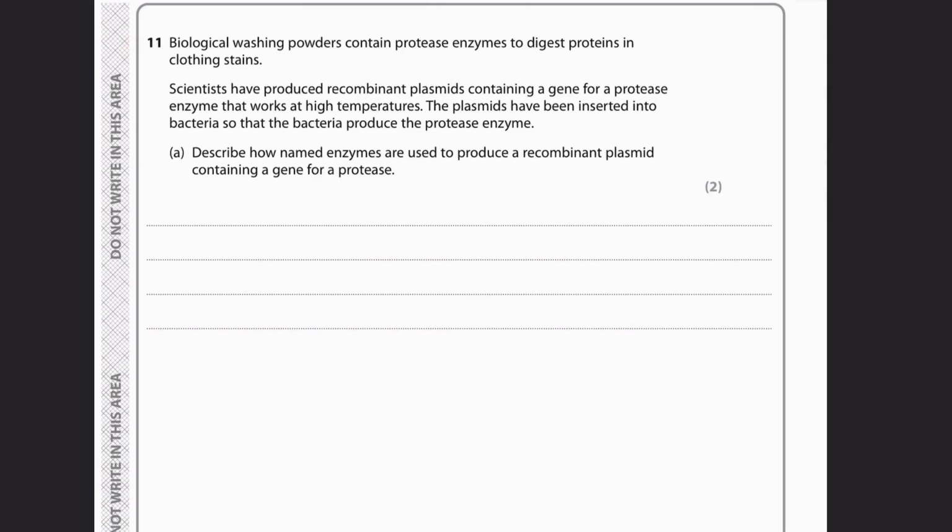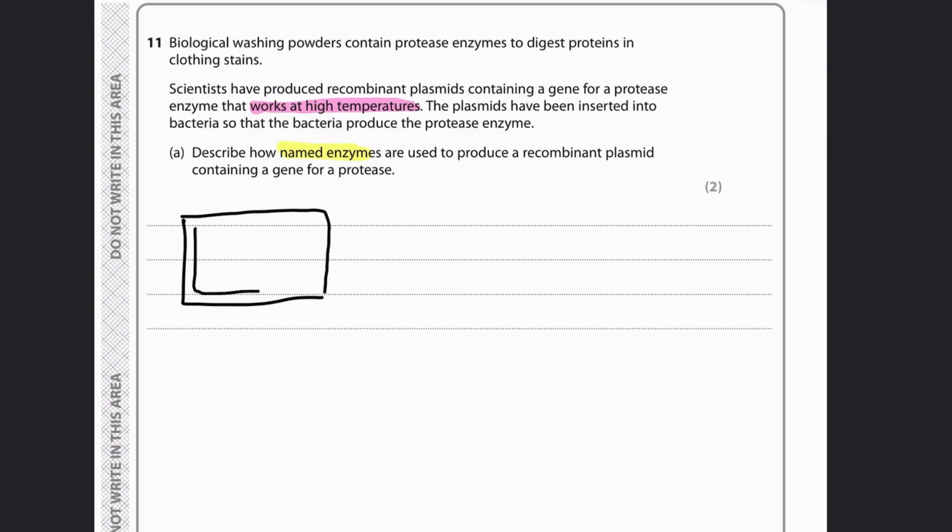Okay, so question 11, it says biological washing powders contain protease enzymes to digest proteins in clothing stains. Now, scientists have produced recombinant plasmids containing a gene for a protease enzyme that works at high temperatures. Now, the plasmids have been inserted into bacteria so that the bacteria produce the protease enzyme. And it asks you to describe how named enzymes are used to produce a recombinant plasmid containing a gene for a protease. Okay, so let's go through this more wholesomely.